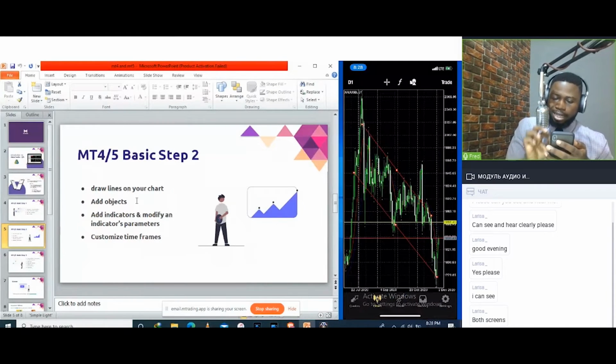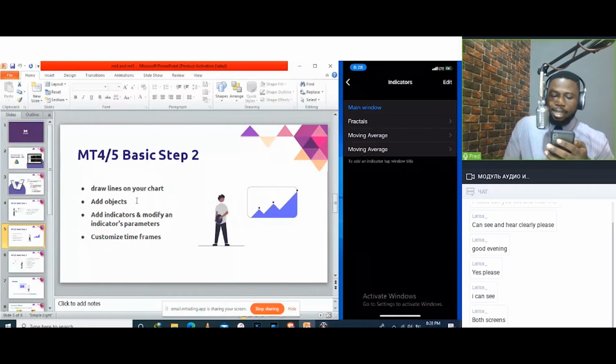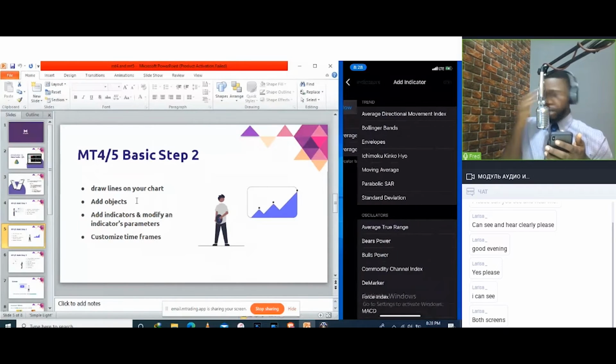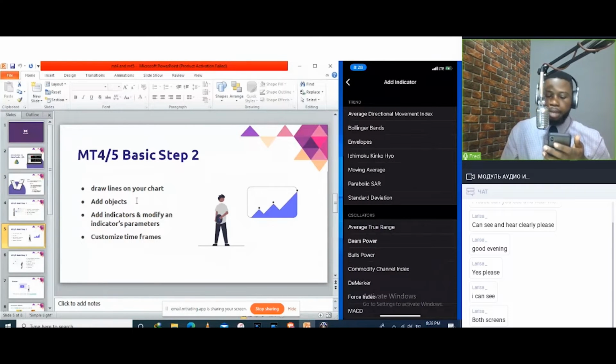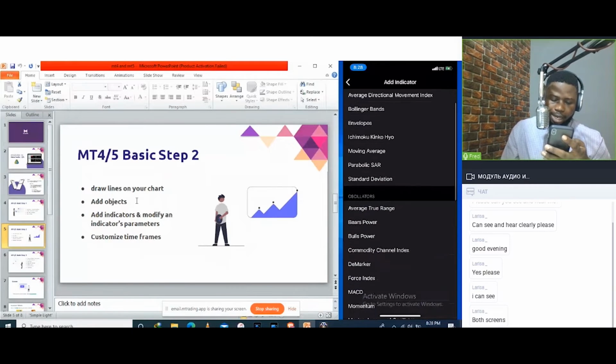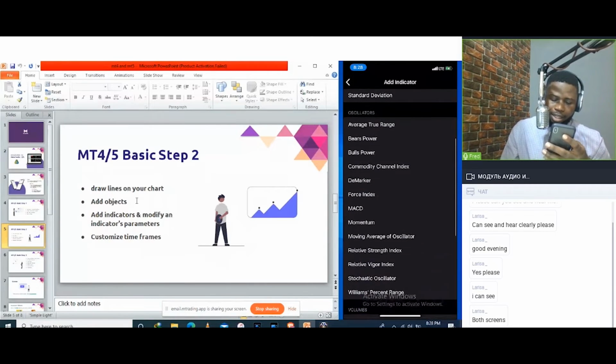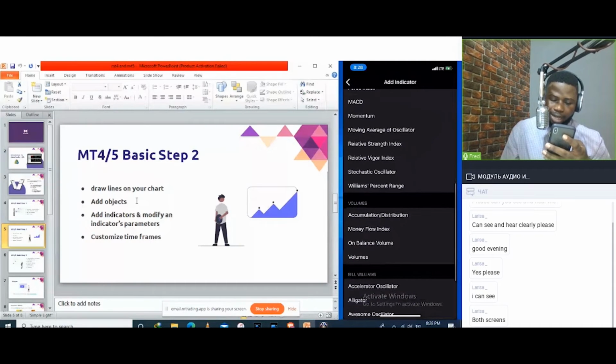I'm just going to add some indicators. So we go to the F button. That's the function button. Here you have the main window, so we can click the main window. You can see I've already added some indicators here. Right now on my chart, I'm using the fractal indicator, and I'm using 2 moving averages as well. Let's go to the main window and see if we can add some other indicators. Let's look through some of the popular indicators traders use, and let's see whether we can add that.